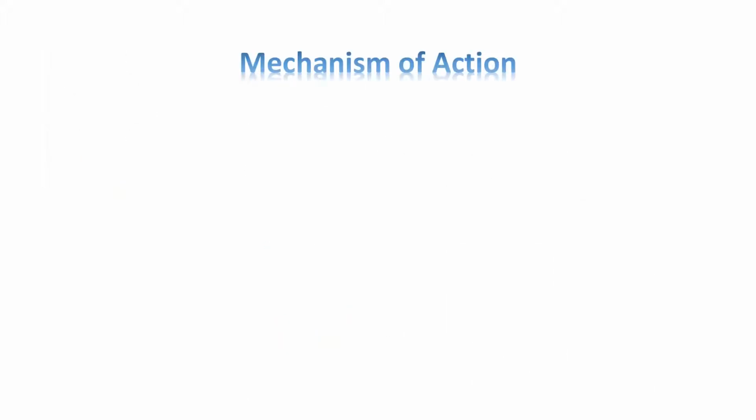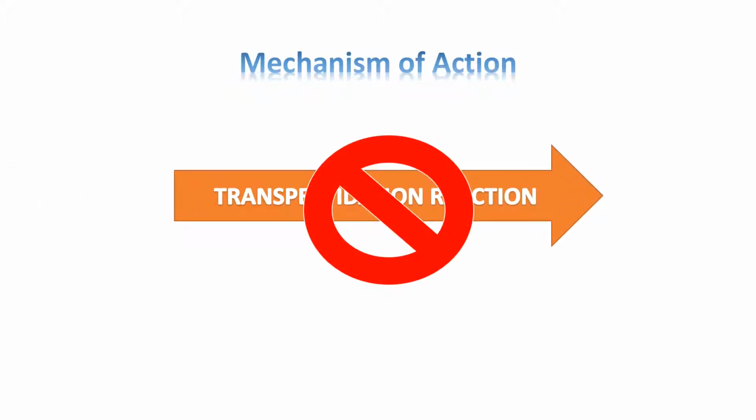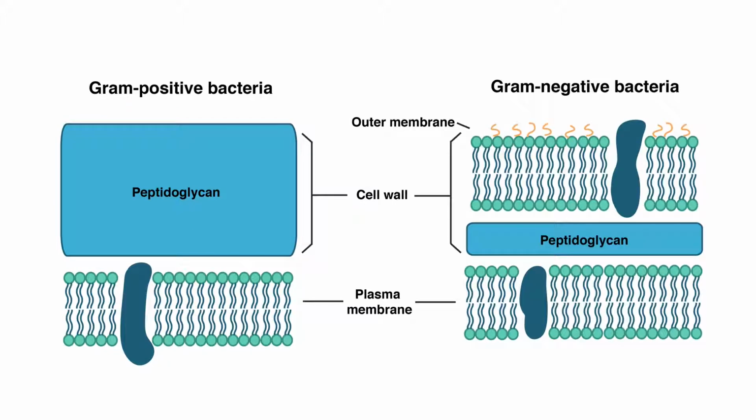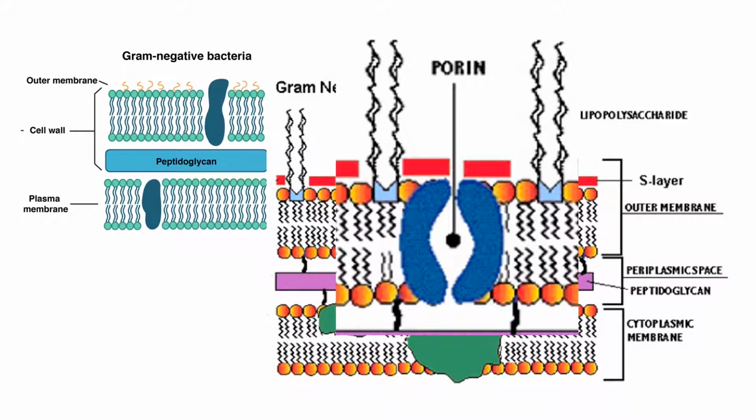What is the mechanism of action of penicillin? Penicillin, like every other beta-lactam antibiotic, interferes with the transpeptidation reaction of bacterial cell wall synthesis. We should know that the bacterial cell wall is different in gram-positive and gram-negative bacteria. In gram-positive bacteria, the cell wall is composed of peptidoglycan, and in gram-negative bacteria, in addition to this peptidoglycan layer, there is an extra outer membrane. This extra outer membrane contains various channels, one of which is the porin channel, which is very important, as it forms the transport channel for the penicillin antibiotic to enter into the periplasmic space.